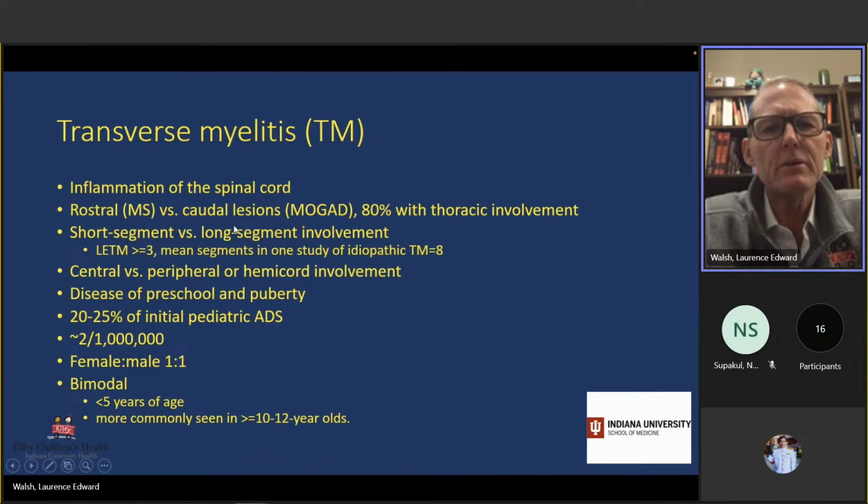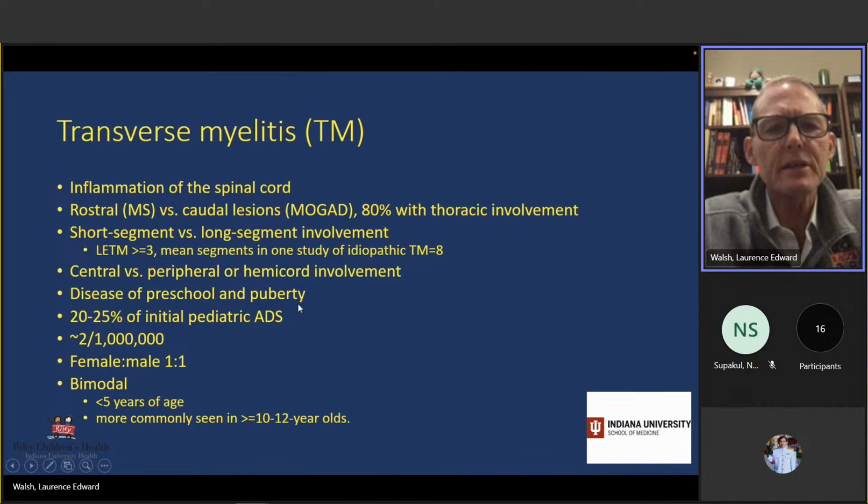MOGAD tends to be a little more distal in its involvement of the spinal cord. MS tends to be more rostral. But about 80% of them will still have thoracic involvement. Dr. Wu talked about this already, and very eloquently.